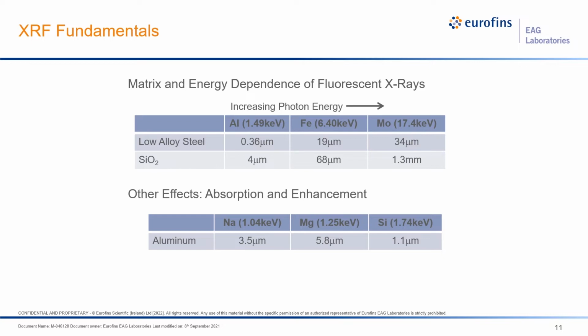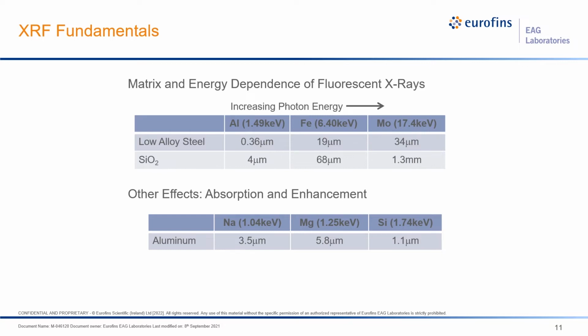But we also see that the matrix itself has a significant effect. Notice that the escape depths are significantly higher in SiO2, nearly 40 times for molybdenum, for instance. This is probably a good time to point out the role this effect plays in detection sensitivities. From these examples, we can see how the sensitivities for these elements would be much higher in SiO2 versus steel, simply because we're collecting our signal from a much larger bucket.